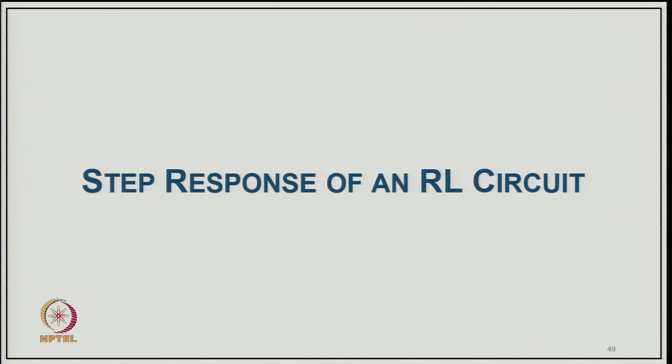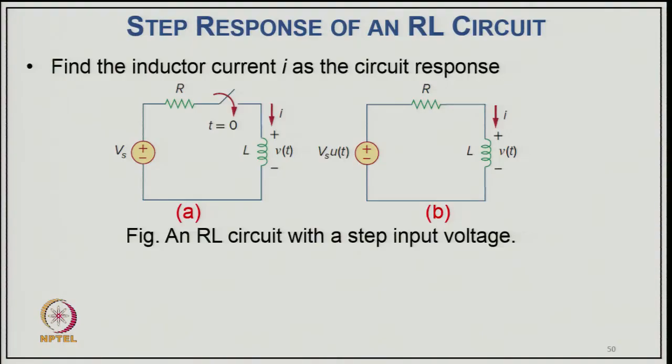Now, coming to a similar example with the RL circuit, the step response of an RL circuit. It is a similar circuit where we have an independent voltage source V_s and a switch followed by the inductor, and the current i in the circuit. We represent this circuit's step input as V_s u(t), and R because the switch is closed, and we have a current flowing through the inductor.